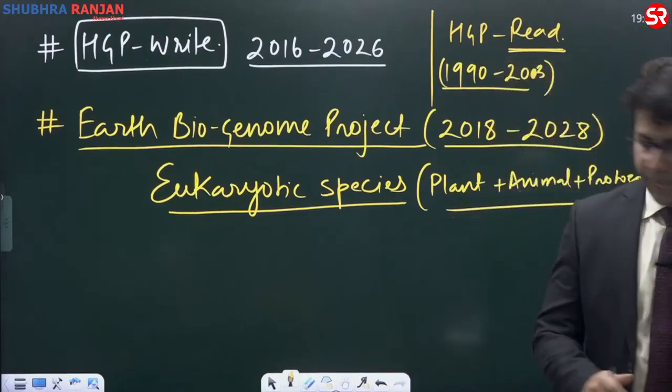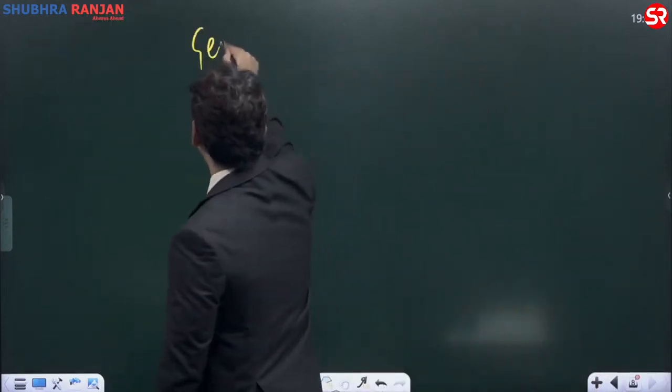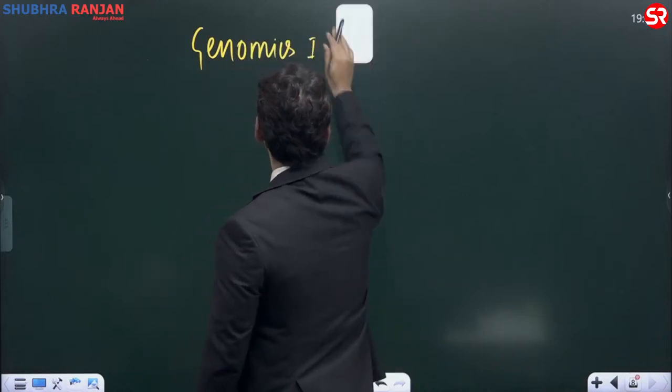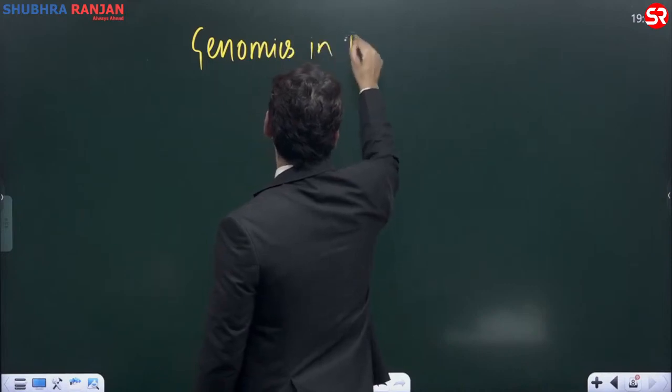Next you can write genomics in India. ये तो हो गया international effort. Now we are going to talk about genomics in India. Nothing will complete when we talk about India, unless we talk about India.